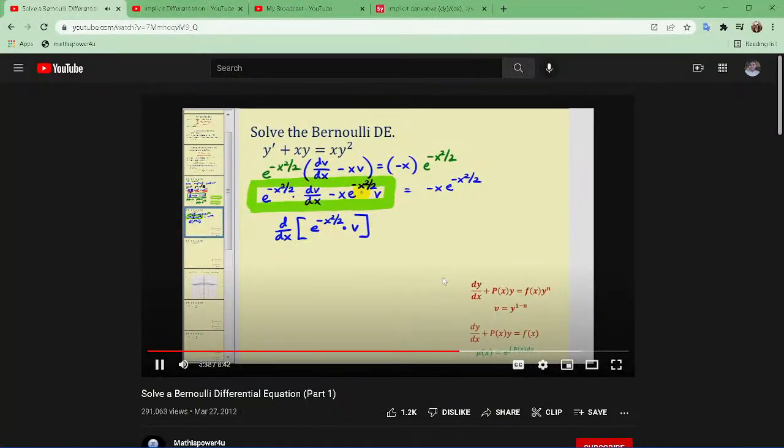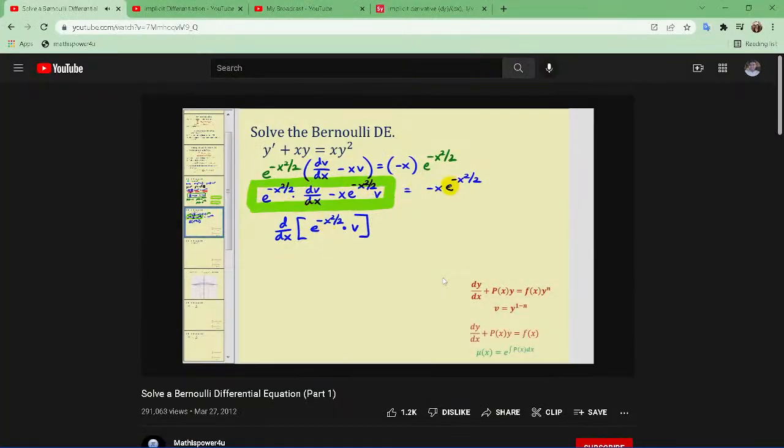But because it's equal to the left side, it's also equal to the right side of this equation. So we can say it's also equal to negative x e raised to the power of negative x squared divided by 2. And now if we integrate both sides of this equation with respect to x, we can then solve for v and then go back and solve for y.